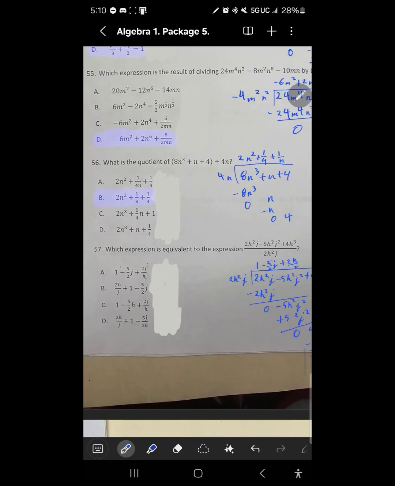So it is 2h over j. You see it here and here. So plus 1, and then minus 5j over 2, which is b. In a different order, but it's the same.